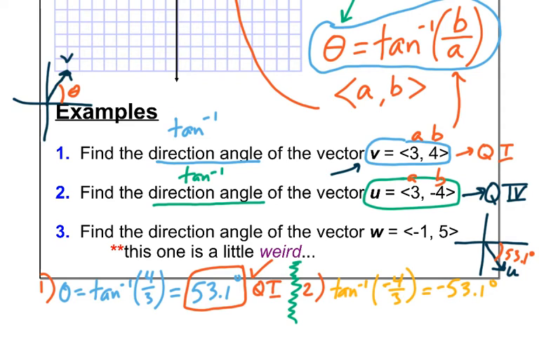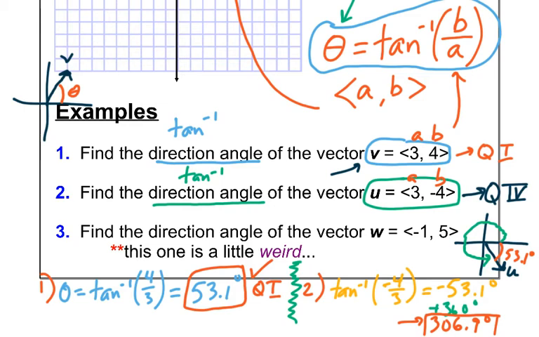I need to make the positive version. Remember how we did that before? It's all about coterminal. So why don't we add 360 to that? And my real answer, my real coterminal angle for that vector should be about 306.9 degrees. That's my real direction angle for that vector.